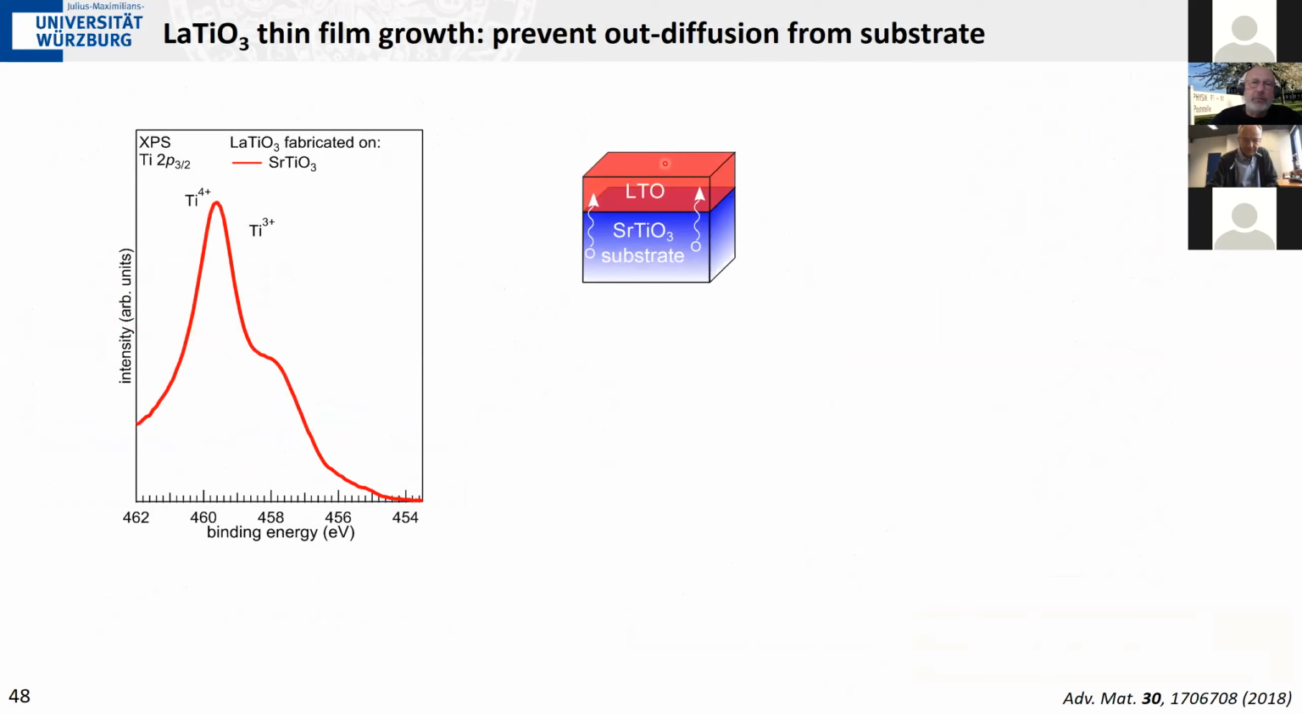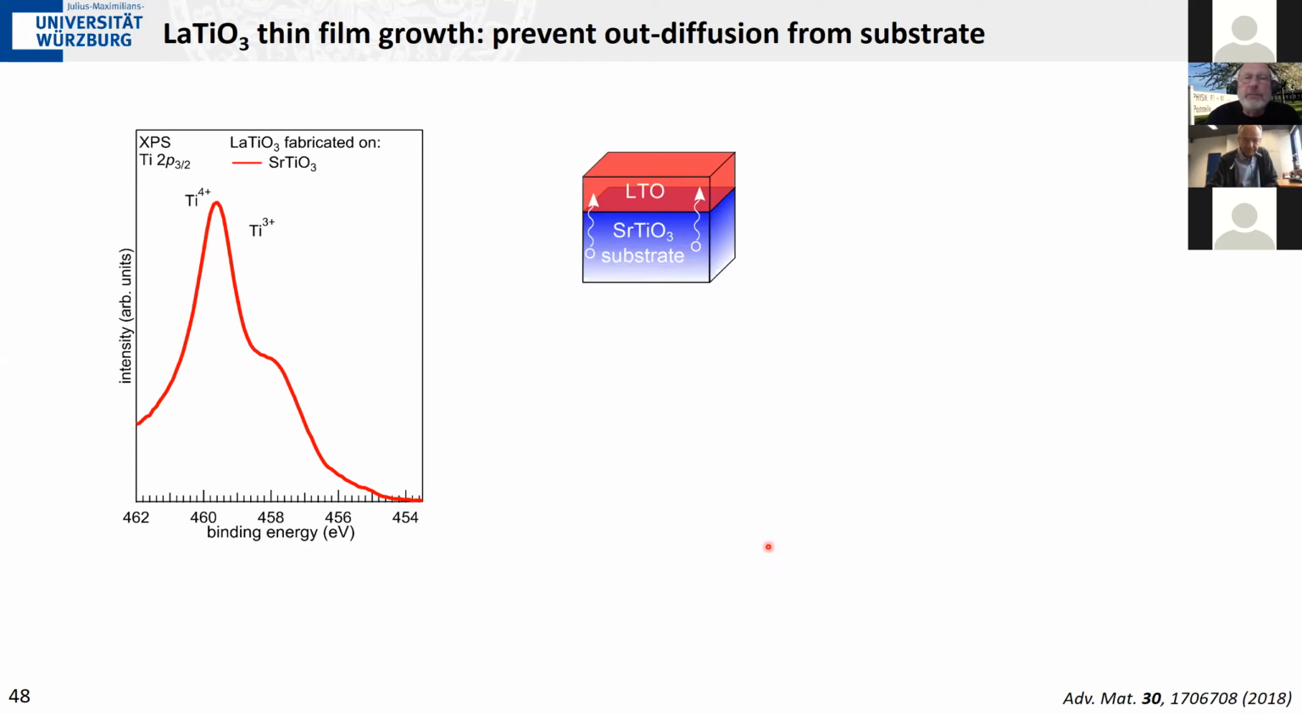So that's the picture that we have, that some of this oxygen is diffusing out here during growth into this LaTiO film. This is again a 2p spectrum, titanium 2p spectrum, where you see this distribution of 4+ and 3+ weight.